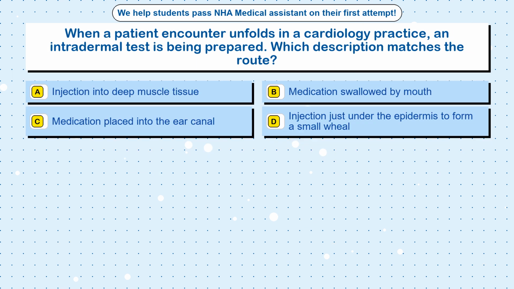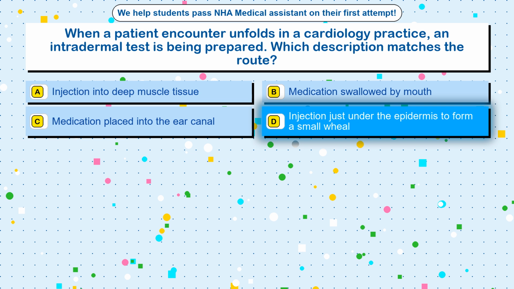Question 93. When a patient encounter unfolds in a cardiology practice, an intradermal test is being prepared. Which description matches the route? Option A, injection into deep muscle tissue. Option B, medication swallowed by mouth. Option C, medication placed into the ear canal. Option D, injection just under the epidermis to form a small wheal.